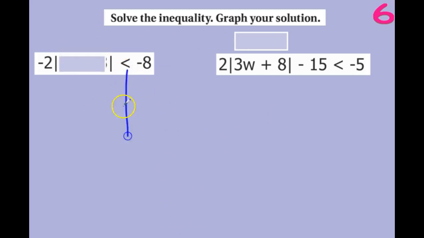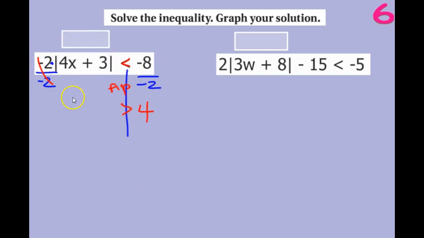So first, I'm not distributing. This is multiply, so I need to divide by negative 2. I divided by a negative, so my sign flips. And I have now a positive 4. And here, I have the absolute value of 4x plus 3.